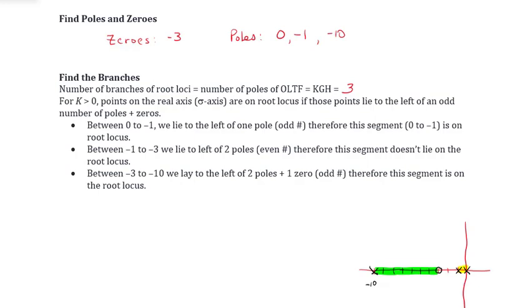Now again, it says we have 3 branches, and I only see 2, one in yellow and one in green. But whenever you have 2 poles like this next to each other with a branch between them, that's really going to be 2 branches.